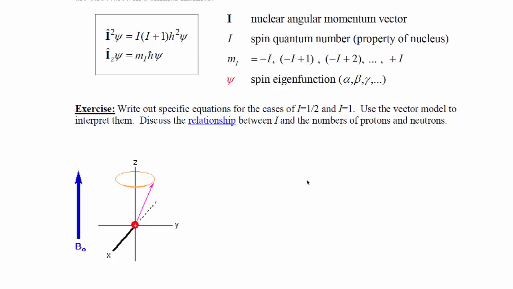So that you become a little more familiar with the equations in the box, I'm going to ask you now to pause the video, try to write out specific equations for the cases of spin 1/2, I equals 1/2, and spin 1. And then you can even draw a little vector model like this showing the different orientations for those two cases. I'll let you do that in the space provided in the handout. And pause the video now, try that out, and then come back and see the answer.